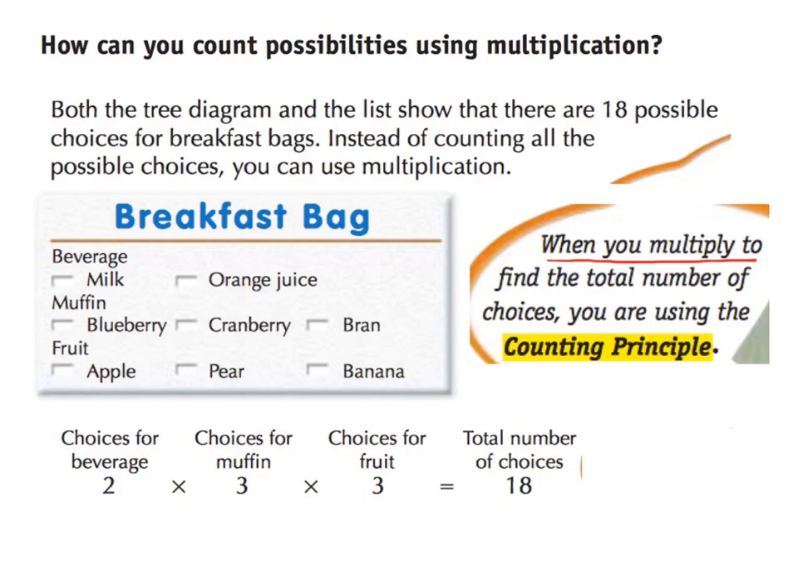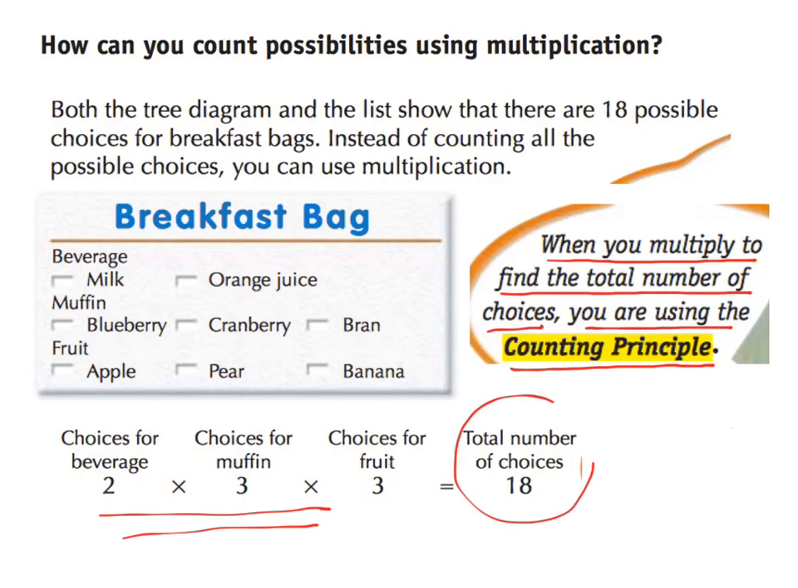When you multiply to find the total number of choices, you are using the counting principle. So what principle are you using if you apply multiplication to find the total number of choices? You are using the counting principle.